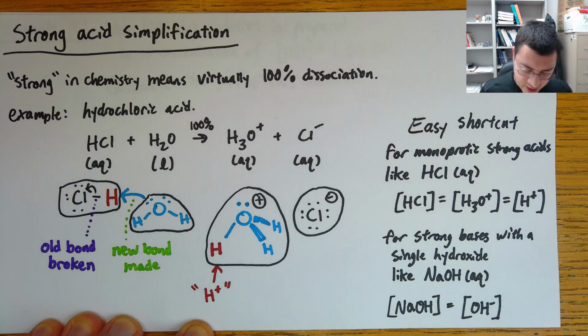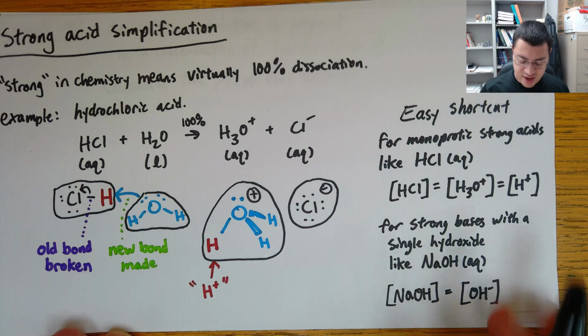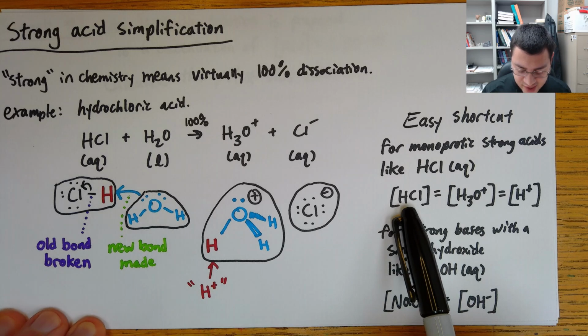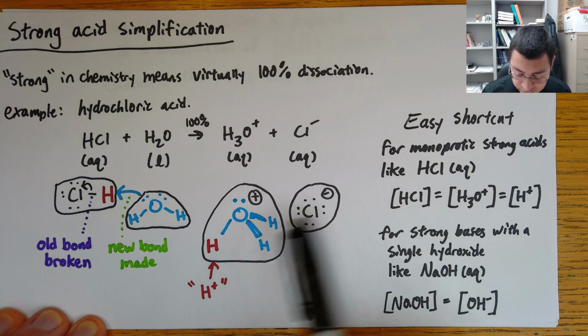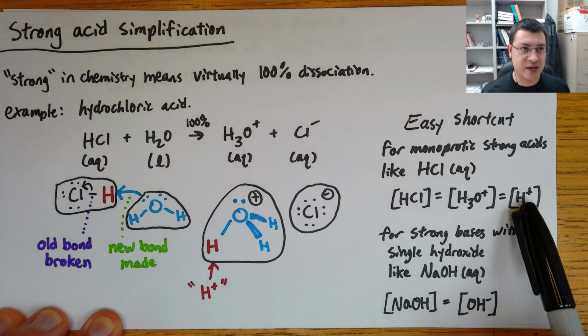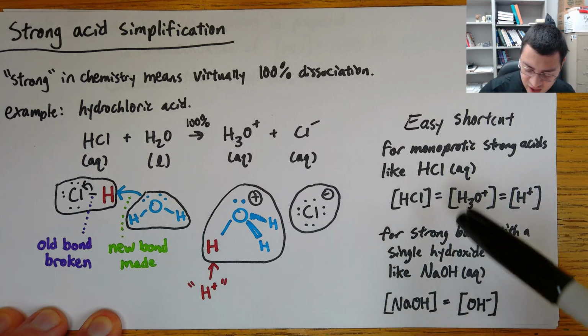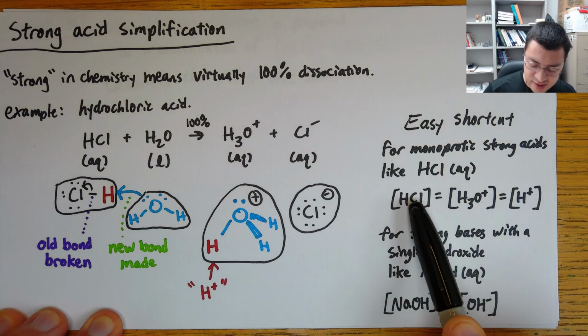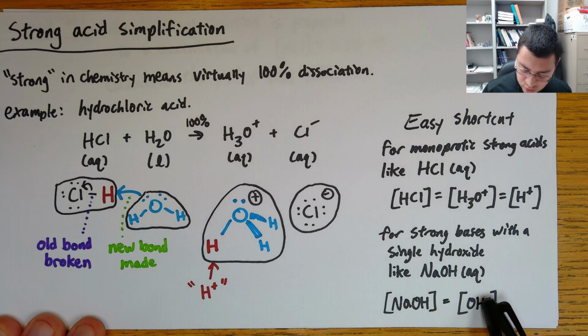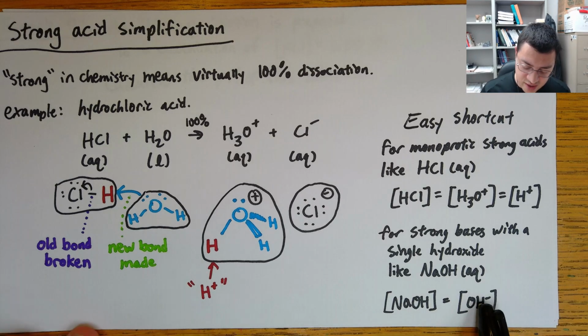So here's the shortcut that makes things way easier with strong acids. Whatever your HCl concentration is, it's the same as your H3O+ concentration. And we like to just simplify that to writing H+. So basically with a strong acid, if they gave you the concentration of hydrochloric acid, just know that that's the same as your acid concentration itself. The same thing also goes with strong bases. Whatever your strong base concentration is, that is the concentration of your hydroxide as well.